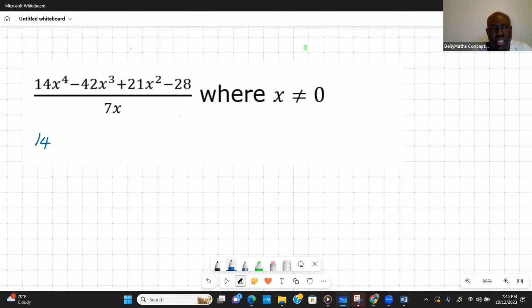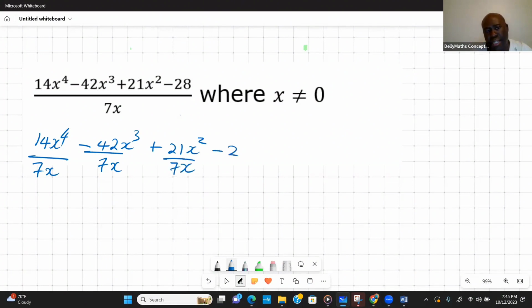We're going to take 14x to the fourth, and we're going to divide this by 7x. Then we're going to take negative 42x to the third, and divide this by 7x. We're going to take positive 21x squared, and divide this by 7x. And negative 28, we're dividing this by 7x. Now, as we go through this, we're going to notice that the coefficients will divide. For example, 7 into itself 1 time, 7 into 14, 2. For the letters, this is x to the first power. It's going to cancel 1 out of that 4, leaving 3.